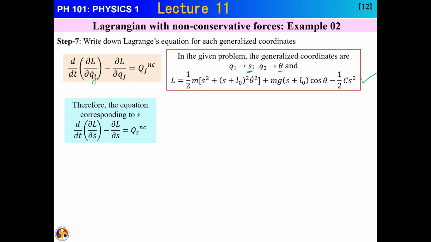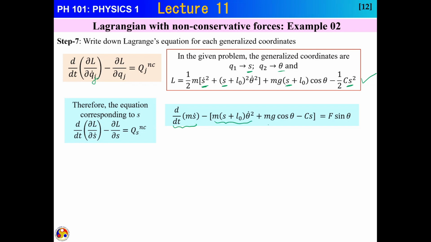Now if you take the derivative of L with respect to s dot, you have only this component, so it will be m s dot. Similarly, the derivative of L with respect to s: you have terms here and here, and s also here. So m s dot, d by dt, is the first term. Whereas the partial of L with respect to s has the term corresponding to here and this term, and the spring force also coming, equal to Qs non-conservative, which is F sin theta. So you have now the equation.